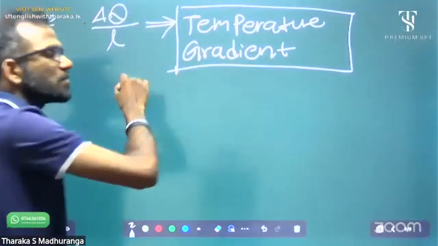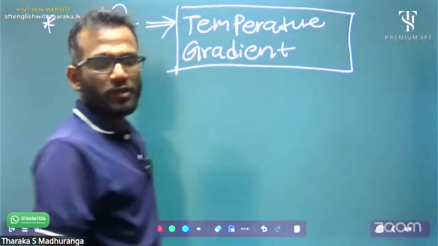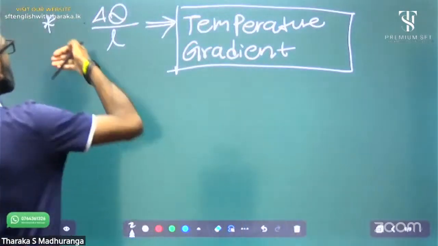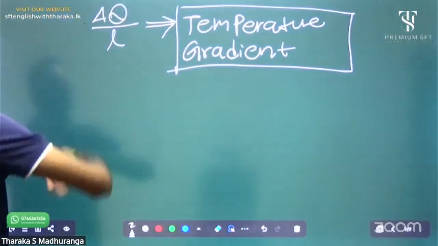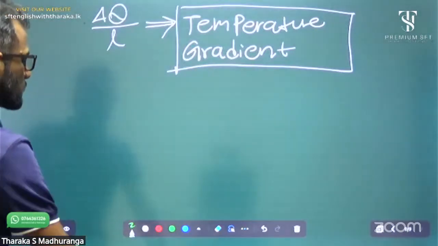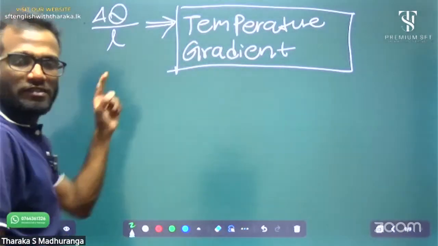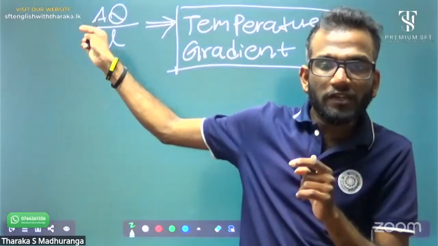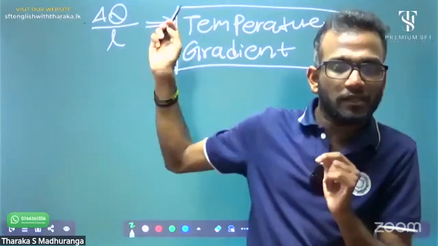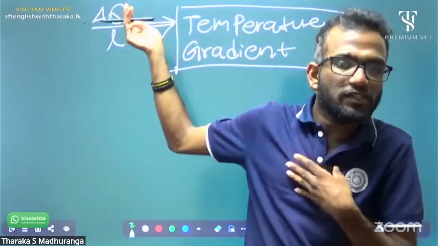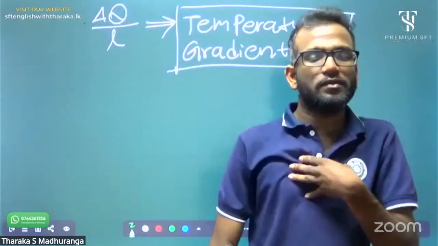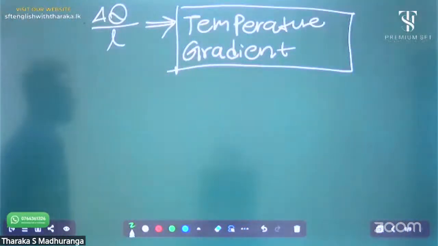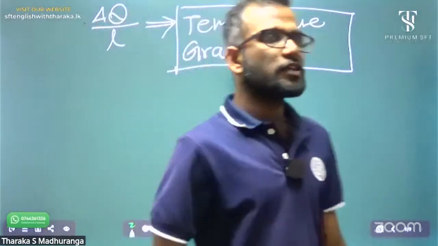I think this is the third time I am doing this part. You can't forget these things. Temperature gradient, what's the definition? Do you need to learn it by heart? No. The temperature difference per unit length, that's the temperature gradient. What's the equation? Temperature gradient is delta theta over L.